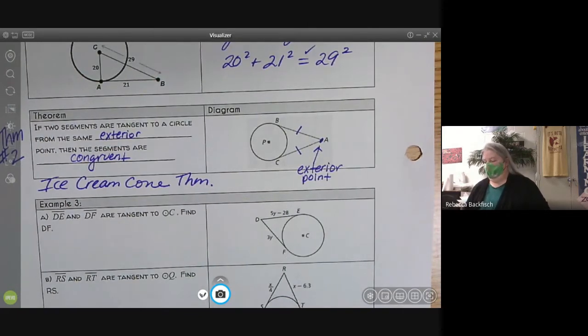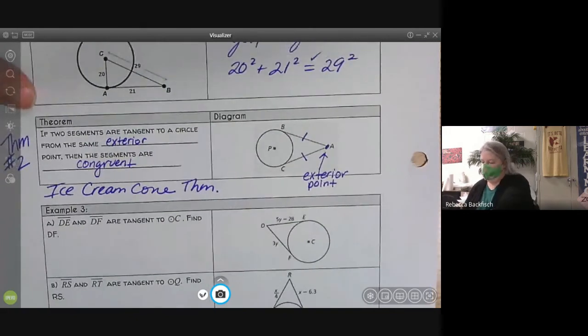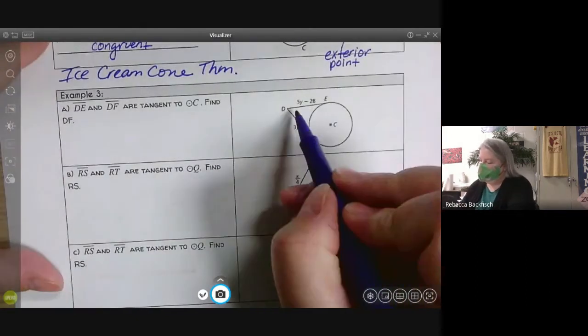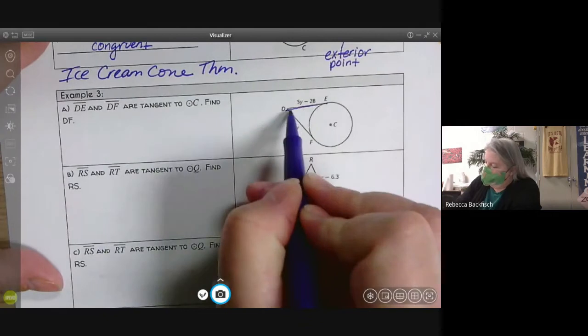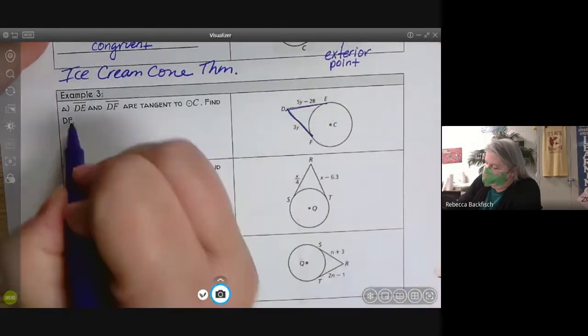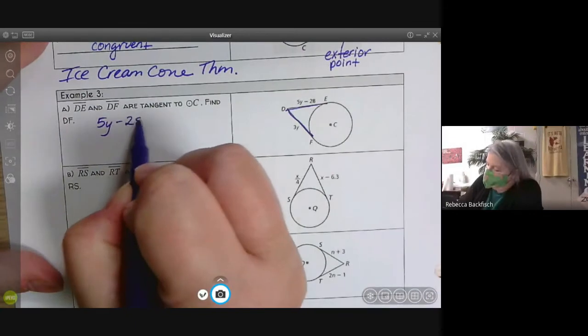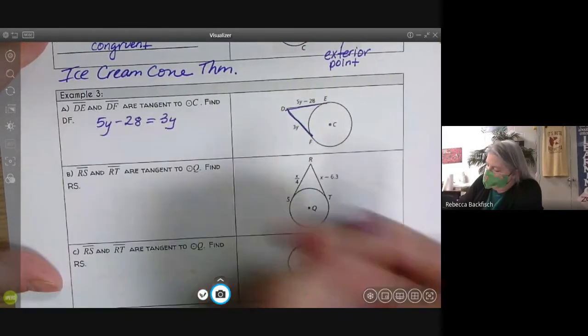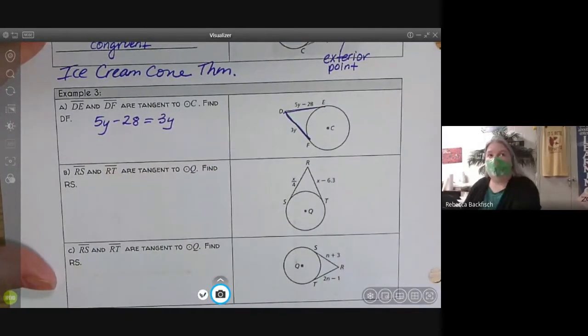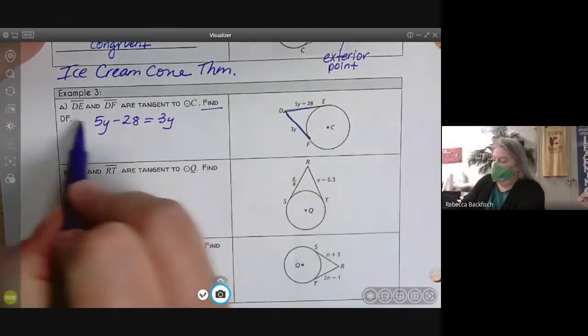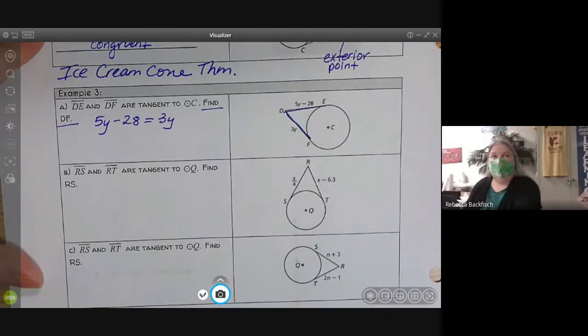So that means here in A that I can say that DE has to be the same as DF. So that means 5y minus 28 has to be the same as 3y. And then I can solve and find DF, which is what they've asked me to do. So go ahead and finish that one.